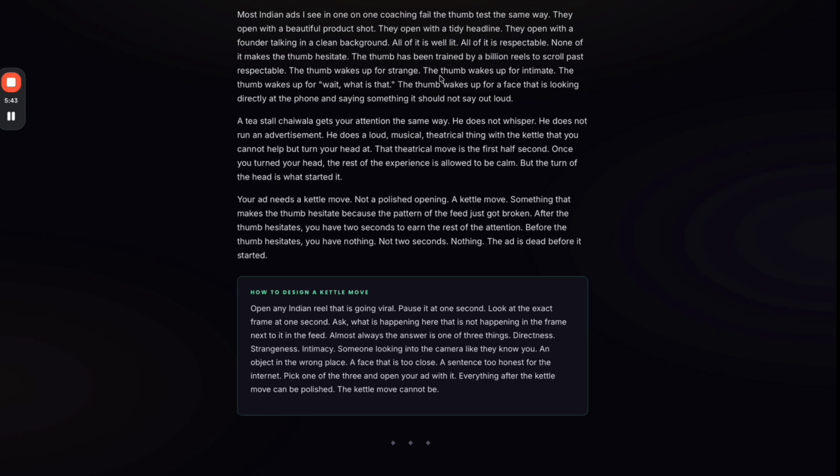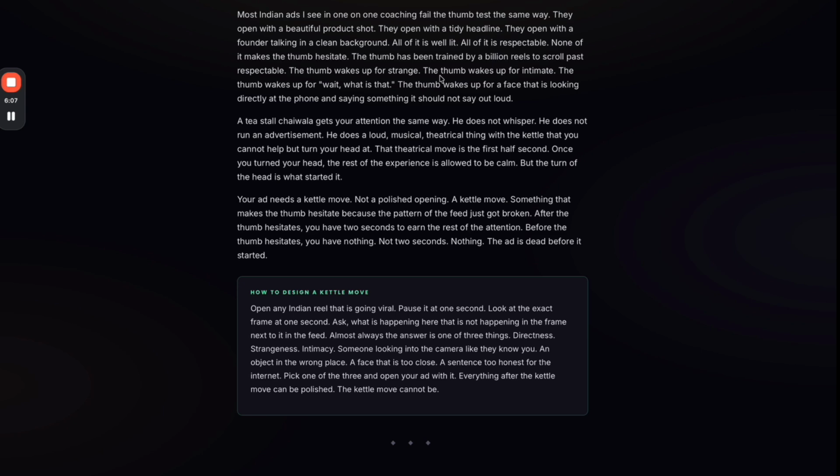The theatrical move is the first half second. Once you turn your head, the rest of the experience is allowed to become quiet. But the turn of the head is what started it. Your ad needs a little kettle move, not a polished opening, a kettle move. Something that makes the thumb hesitate because the pattern of the feed just got broken. After the thumb hesitates, you have 2 seconds to earn the rest of the attention. Before the thumb hesitates, you have nothing. Not 2 seconds, nothing. The ad is dead before it started.